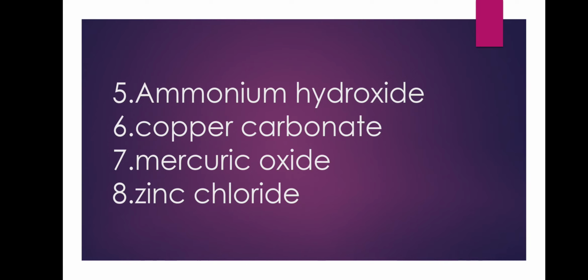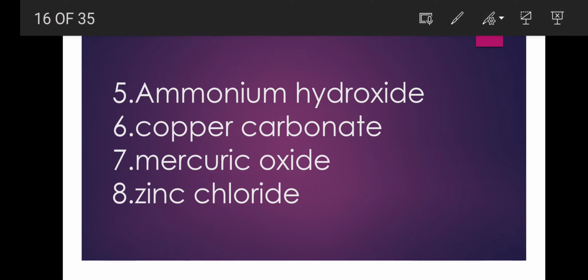Ammonium hydroxide means NH4OH. Okay. Now CuCO3, copper carbonate. Okay. CuCO3. This is copper carbonate. Now mercuric oxide. HgO is mercuric oxide. ZnCl2. This is zinc chloride.